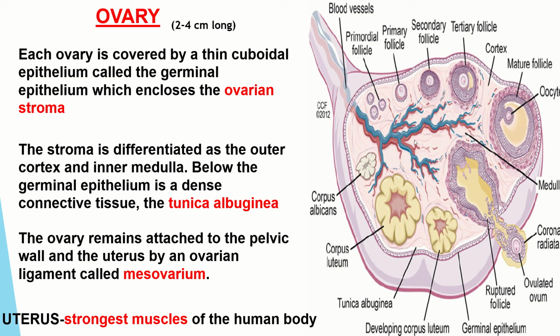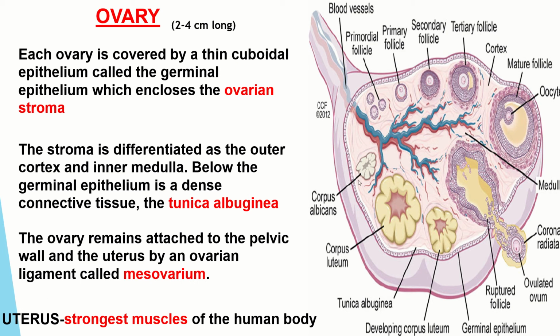And next, the area below the dense germinal epithelium is called the tunica albuginea. And next, the entire ovary remains attached to the pelvic wall and posterior wall, that is the back of our body, and to the uterus by the ovarian ligament. This ovarian ligament, the mesovarium, keeps the ovary and uterus attached to our body. And these are all about the ovarian structure.